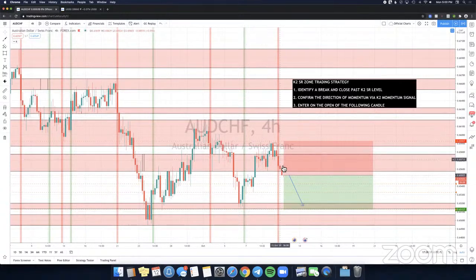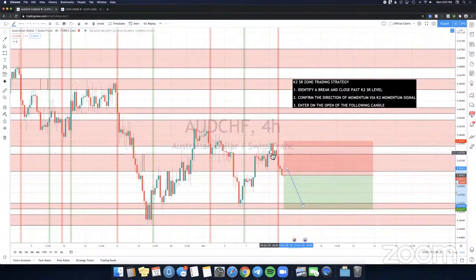So right here, price broke this zone and then the momentum was coming down. Until we get a buy signal, we're going to have a bearish momentum bias, because obviously we want price to continue downwards since the last signal was a sell signal. So you can see right here, we got this buy signal right here, right?